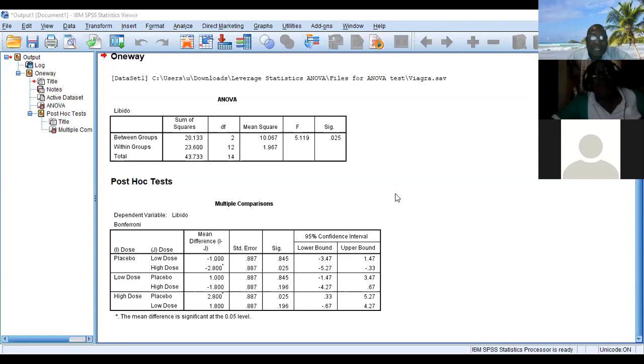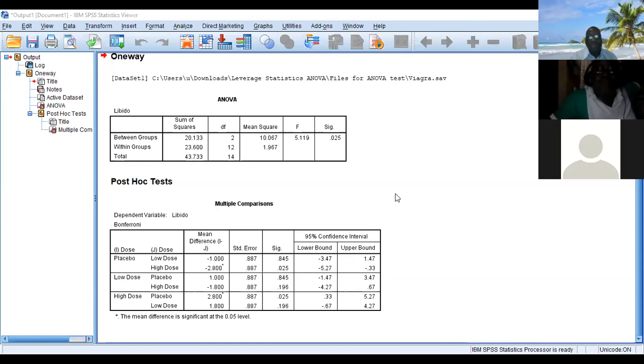The only thing you can see is that the difference will be minus in one and plus in another, because it depends on what you remove from what when looking at the difference between the means. This placebo mean, you are removing low dose from it. It will give you minus because the mean for low dose is higher. But when you remove low dose from placebo, it gives you plus. Minus 1, plus 1. Minus 2.8, plus 2.8. Minus 1.8, plus 1.8. So those are all repetitions. If you look at the significance, the p-value, it is the same. Between low dose and placebo, 0.845, and the same for placebo and low dose.